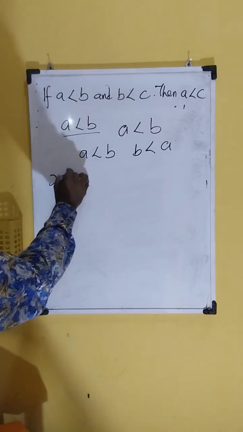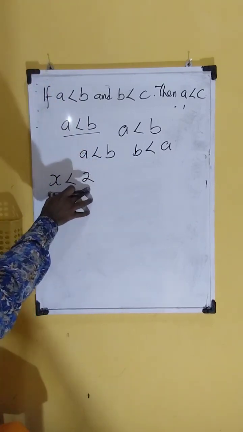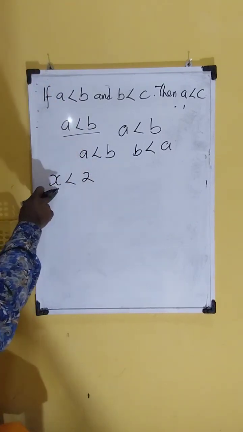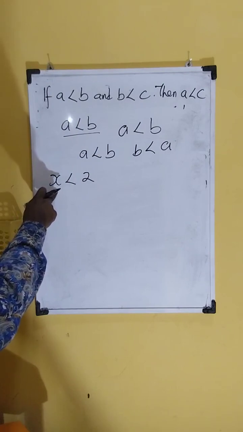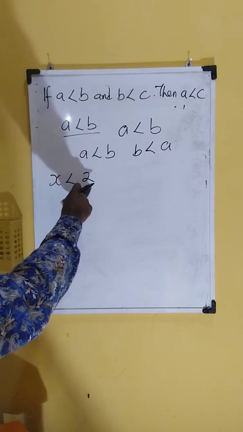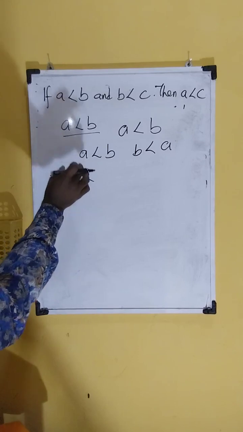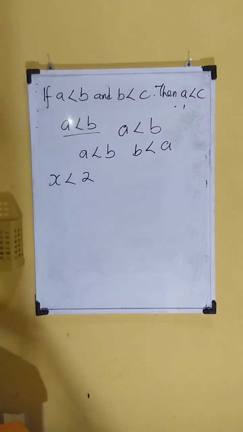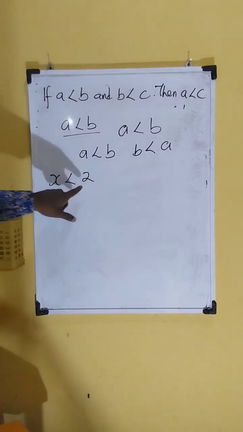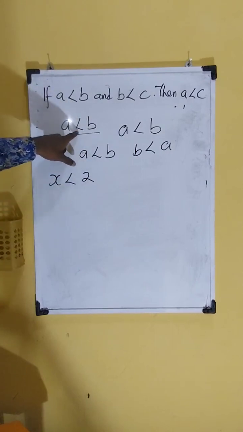Remember that I gave you something like this. When I gave something like this, what I was saying is that the value of X is lesser than 2. So every value that X is not above, it is not above 2. So this is how you read it. You say X is less than 2. So that is how you read this one. B is less than A.